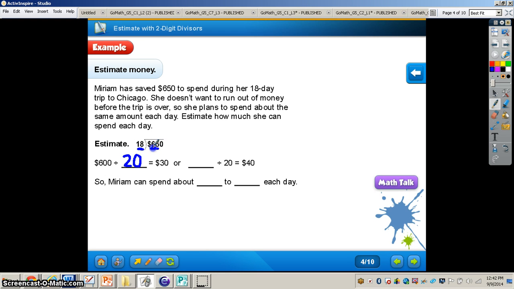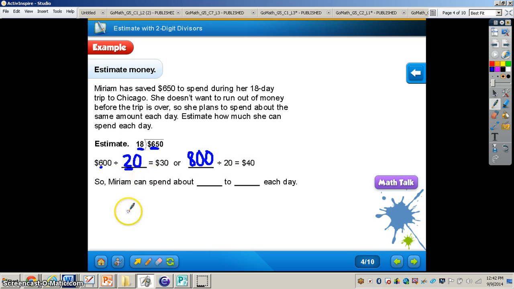and we can find a compatible number here. 2 and 6 are compatible numbers. So we change that 650 to 600 now. So we have 600 divided by 20 equals 30. Okay, so we could do that. Or something else we can do is round it up to the next compatible number: 800 divided by 20 equals 40.